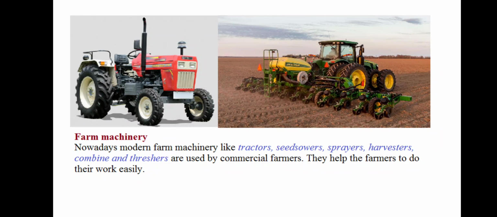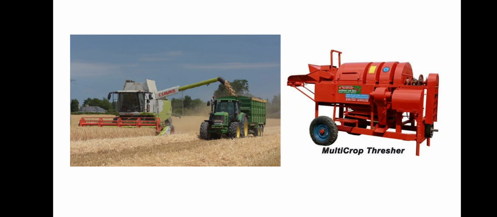As you can see, there is a tractor in the picture, and on the right side you can see a seed sower. This machine sows seed in the field. If you look at this picture, there is a harvester combine. This cuts the crop, and as you can see, after cutting, it is putting all the crops on the truck. And on the right, you can see a multi-crop thresher. Once the crops are cut, they are put into this machine, and it threshes the crops. So it removes the seed, or the rice, from the hay.